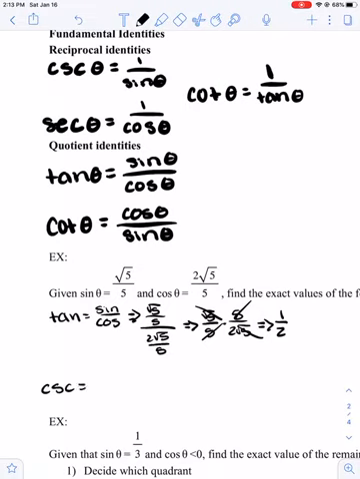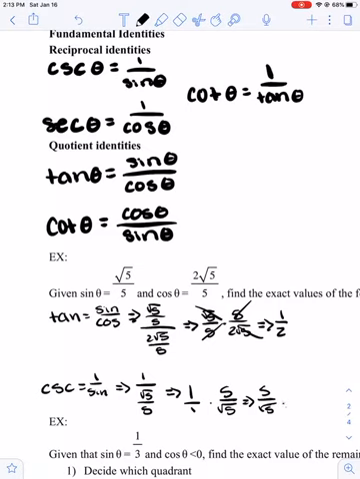And then we have cosecant, which is 1 over sine. So I'm going to say 1 over what sine equals. That is square root 5 over 5. Again, we're going to multiply by a reciprocal. So 1 over 1, just to give us a fraction and help us, times 5 over square root 5. This gives us 5 over square root 5.